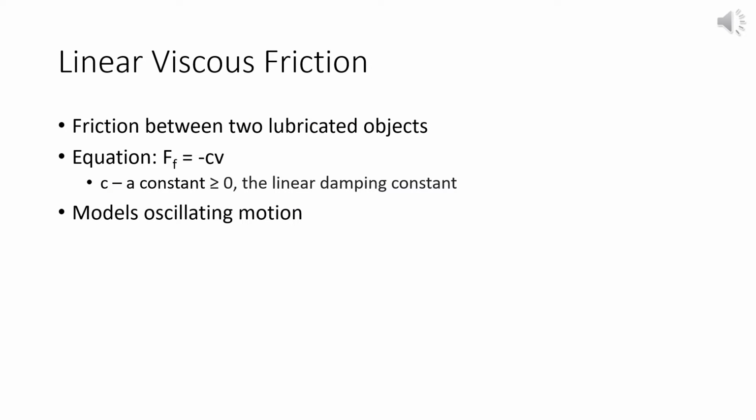The next part of the lecture is about linear viscous friction. It is defined to be the friction between two lubricated objects. The equation for this friction force is negative c multiplied by v, where c is the damping constant with a value larger than or equal to 0, and v is the velocity. This can be used to model oscillating motions.